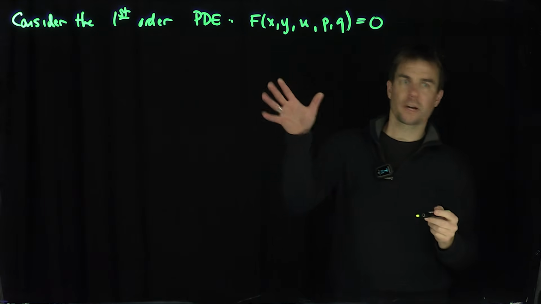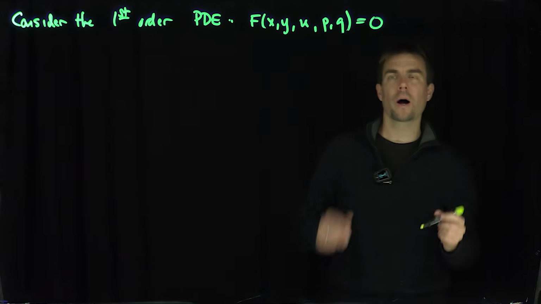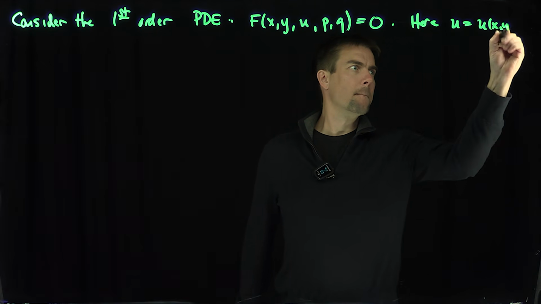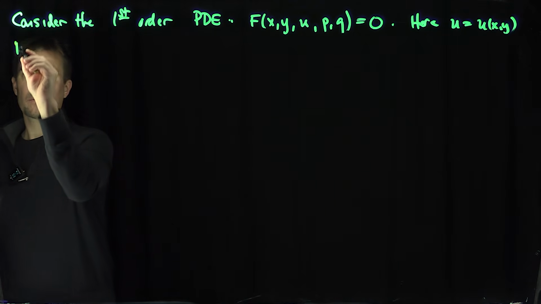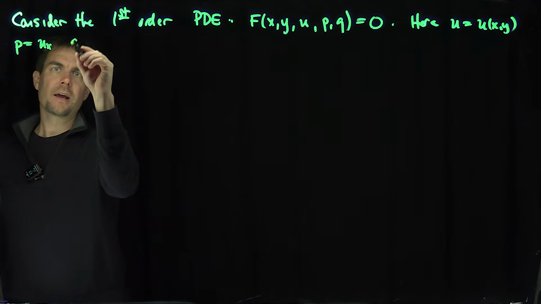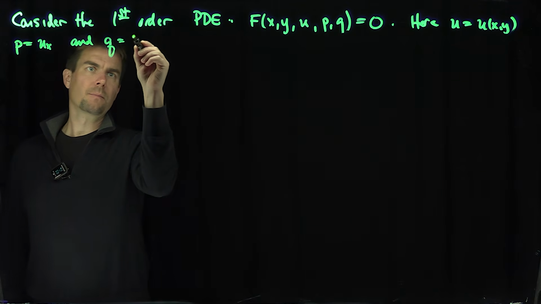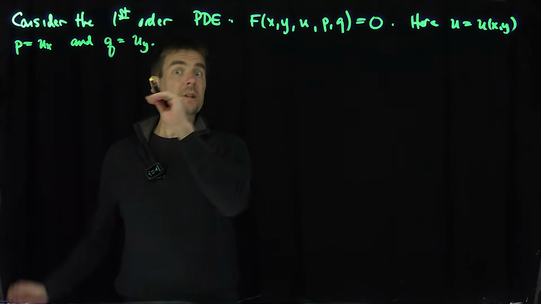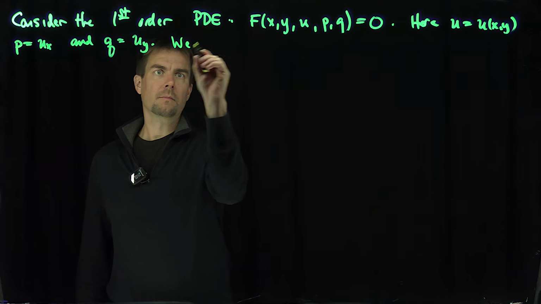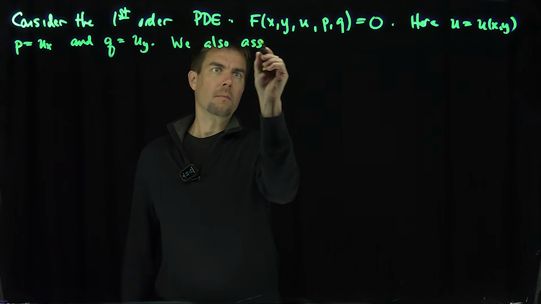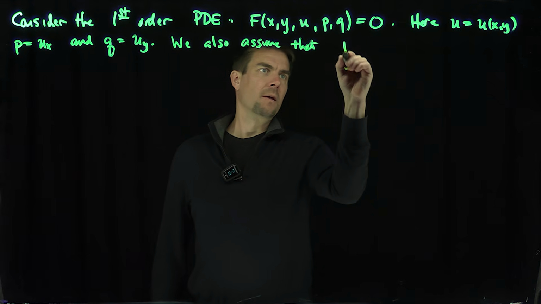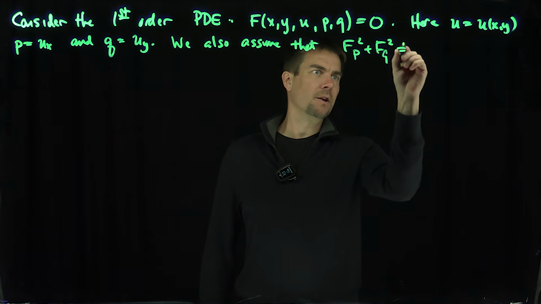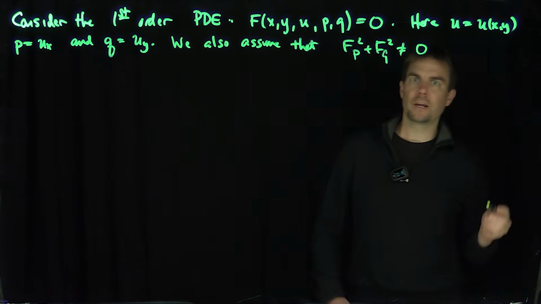This is a standard notation for a first-order partial differential equation in two variables, x and y. So here, u is u of x, y, p is partial u partial x, and q is partial u partial y. Okay, excellent. Now we're going to assume that it's first order, so we need a non-degenerate condition. We also assume that F_p squared plus F_q squared is not equal to 0, so it's actually a non-degenerate PDE.